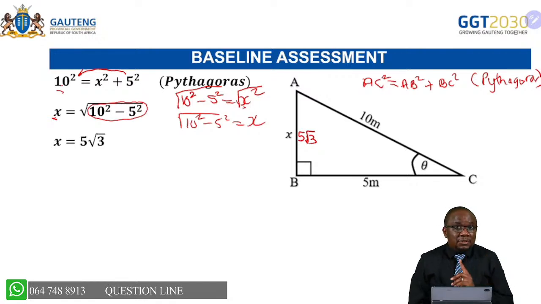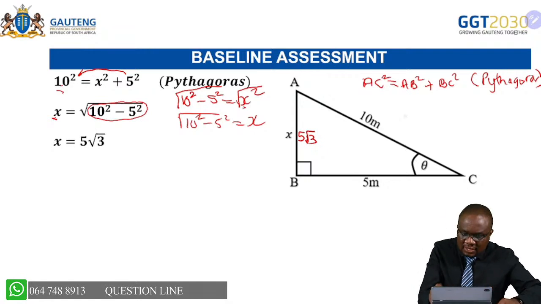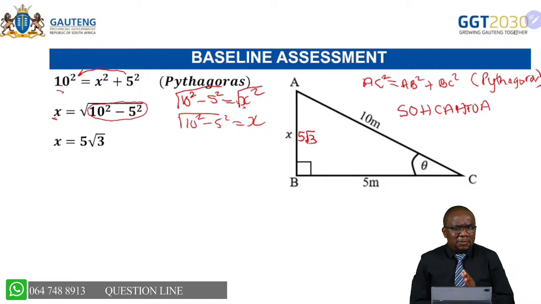Now I want you to write the three trigonometric ratios. I'm going to give you 1 minute. We know these things, right? Sine theta, cos theta, tan theta. Remember, I'll write SOHCAHTOA for you and then I'll give you 1 minute. SOHCAHTOA. Am I right? Yes. Right. Write the three trigonometric ratios: sine theta, cos theta, tan theta. 1 minute. Let's try.